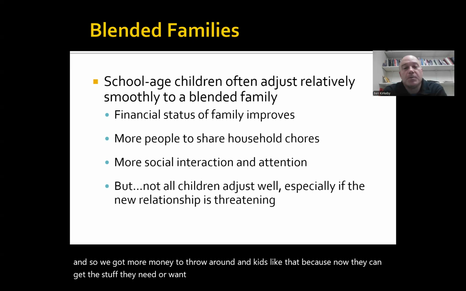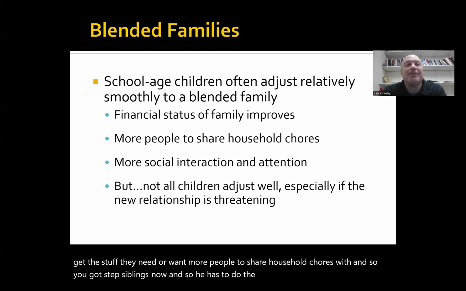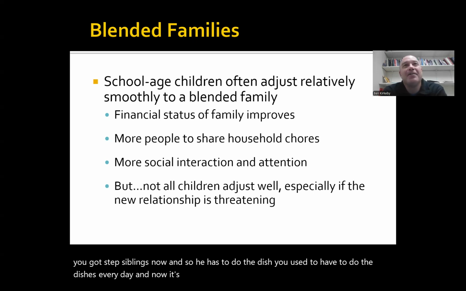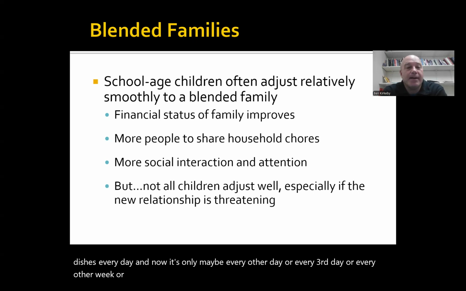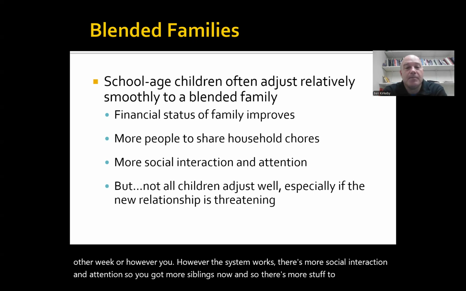There are more people to share household chores with. You've got step siblings now, so you used to have to do the dishes every day, and now it's only maybe every other day or every third day or every other week, however the system works. There's more social interaction and attention, so you've got more siblings now, and there's more stuff to do, and that's usually a positive thing.